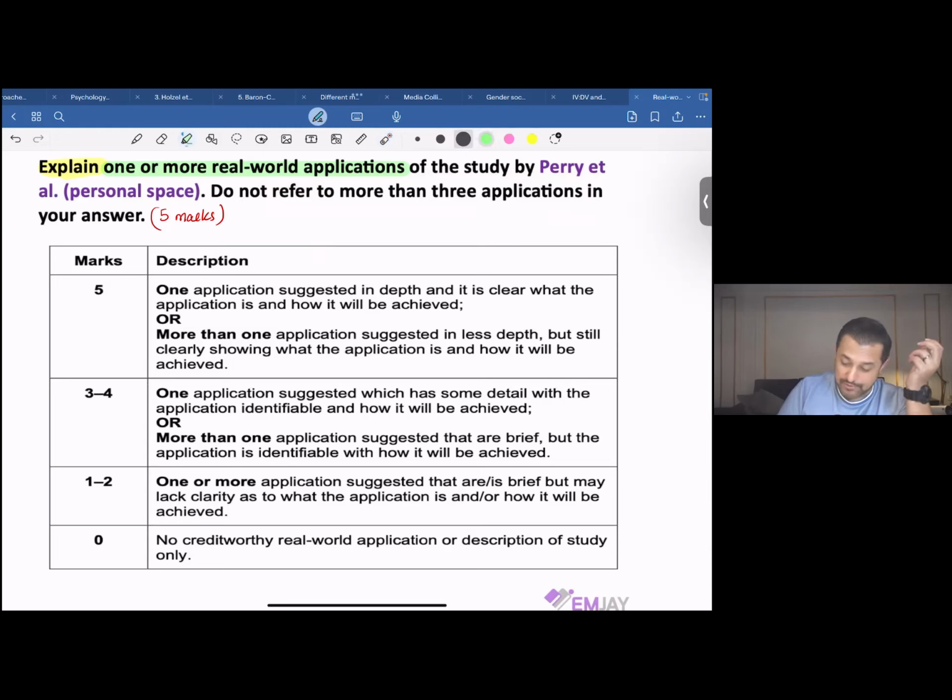Now, how do you develop them? To understand that, let's have a look at the criteria that has been used in the past by the CI. One application suggested in depth, and it is clear what the application is and how it will be achieved. Alternatively, more than one application is suggested in less depth, but still clearly shows what the application is and how it will be achieved.